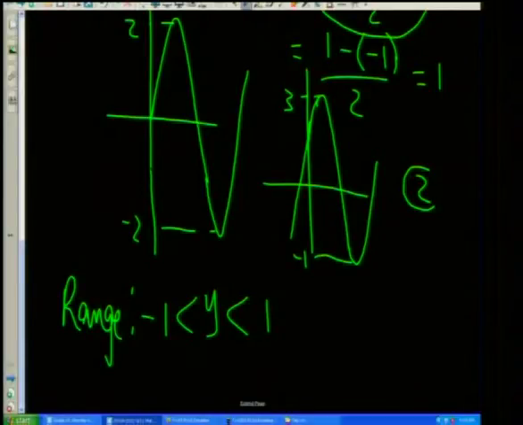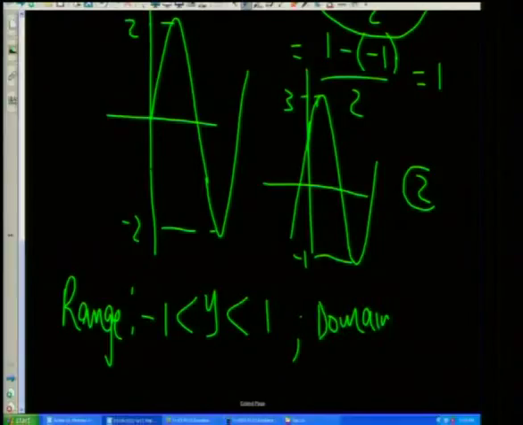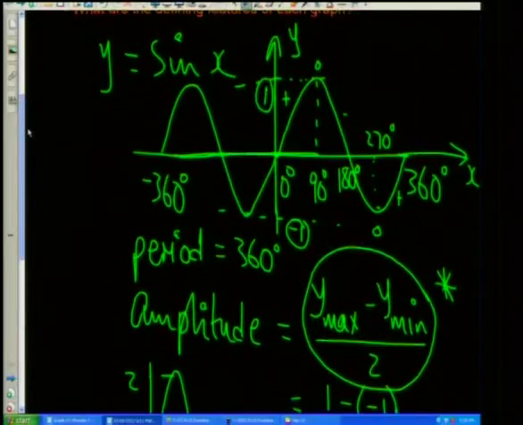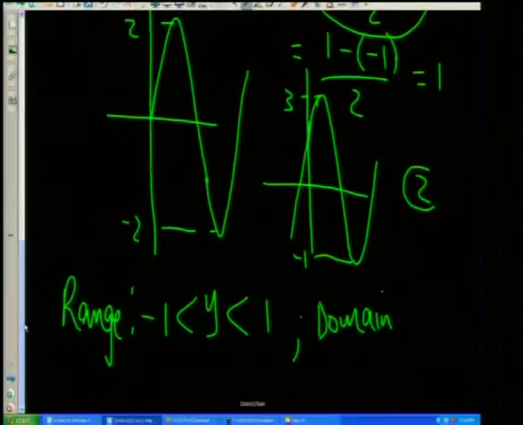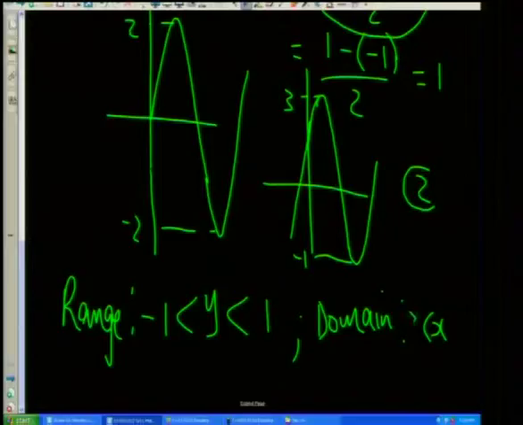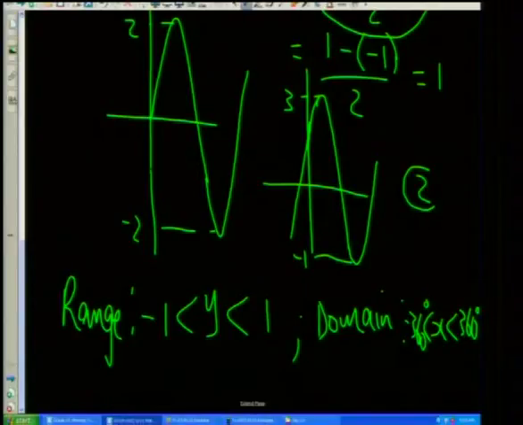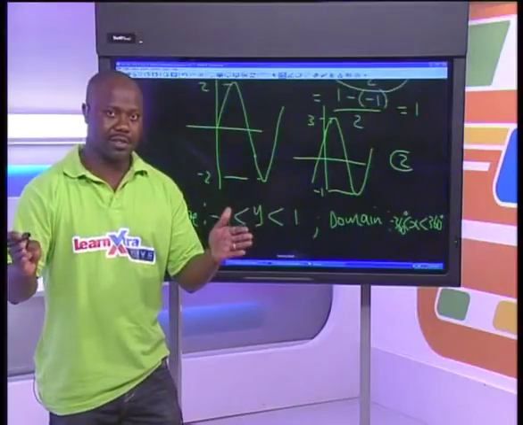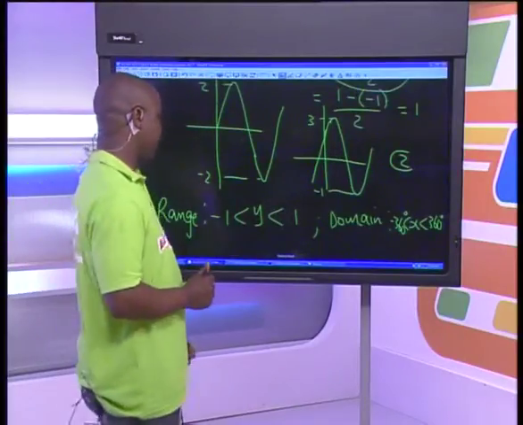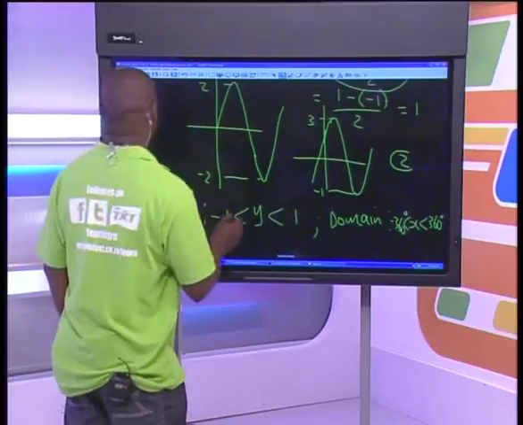Our domain, we have to define it as, in our case here, we chose from minus 360 to 360. Therefore, we write it as x greater than minus 360 degrees but less than 360 degrees. We could have chosen a different interval there. So that's the x interval where your graph exists. That's what your domain is. All right. So that was the sine graph.